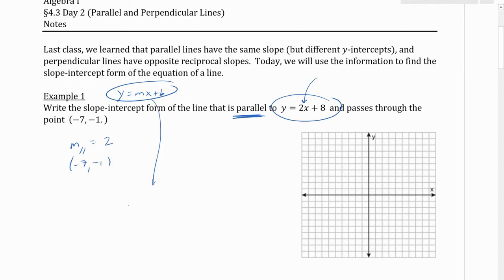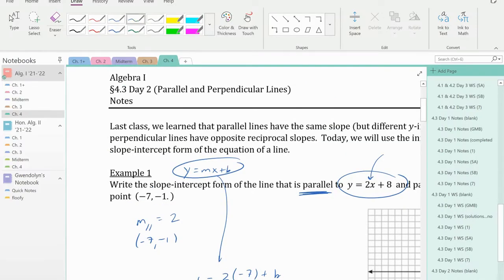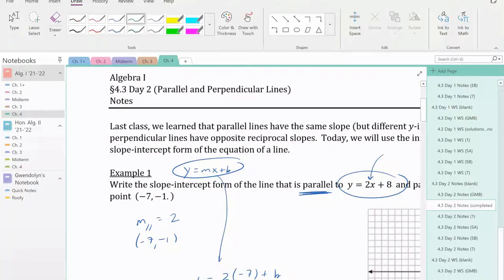Now we're exactly where we were 2 days ago. Slope's 2, x is -7. Figure out the b. We're going to add 14 to both sides. Get a 13. So the equation of this line is that right there. Now the reason I have a graph on here is so I can kind of show you what's happening.